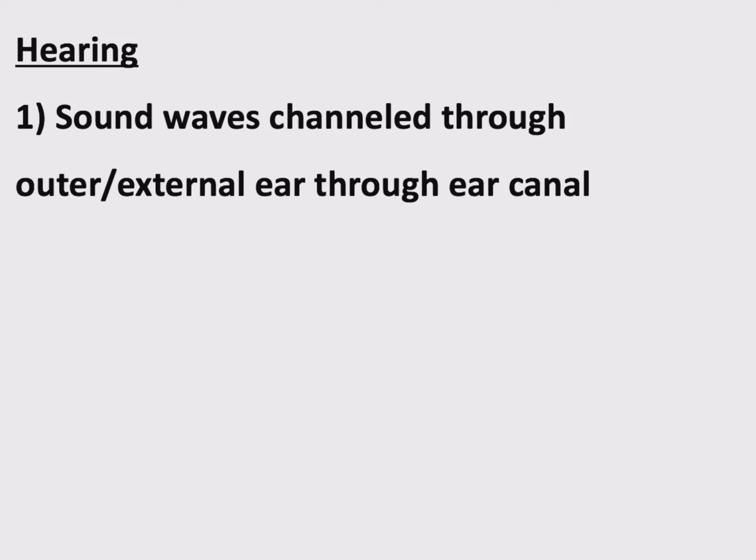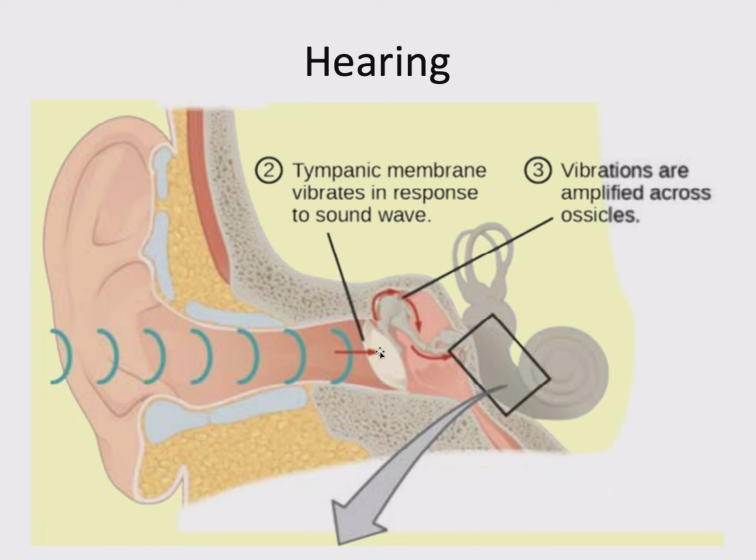So I'm going to number these steps just so we can walk through this, but I'm never going to ask a test question like, what's step three? The numbering is kind of arbitrary. So step one, sound waves are channeled through the outer or the external ear, through the ear canal. When they get to the back of the ear canal, they hit something called the tympanic membrane. So it's at this point that these vibrations traveling through the air are translated into vibrations in a solid.